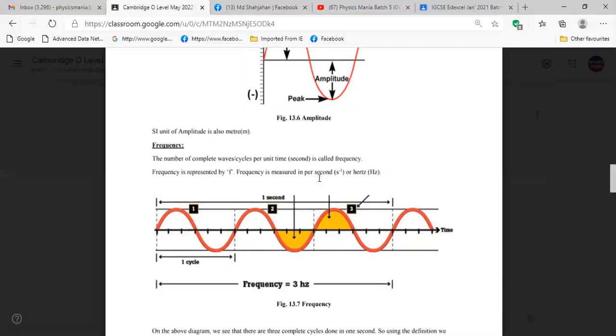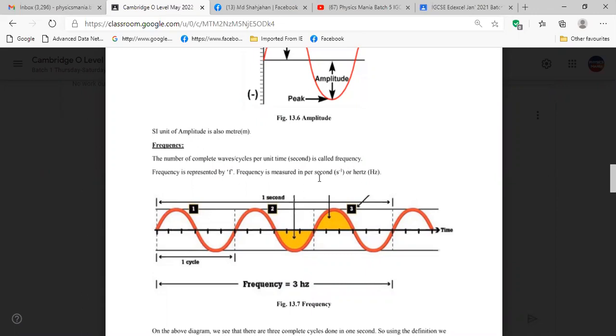For these three complete waves to travel, we need 1 second. How much time? 1 second. So three complete waves in 1 second. That's why we say the frequency is 3 hertz. So what is frequency? Frequency is the number of complete waves in every second, or per unit time. Is it clear to you?